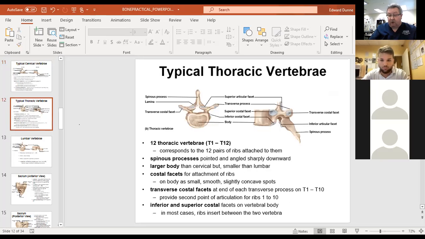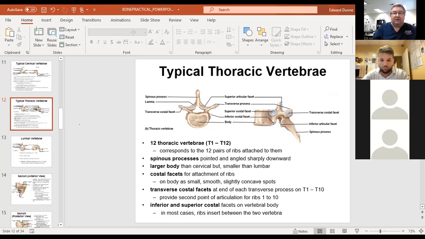The thoracic vertebra again looks like this, with that spinous process pointing downwards. Again, there are 12. Now, I'm not going to question you on numbers. If you want to remember it, think of breakfast, lunch, and dinner.